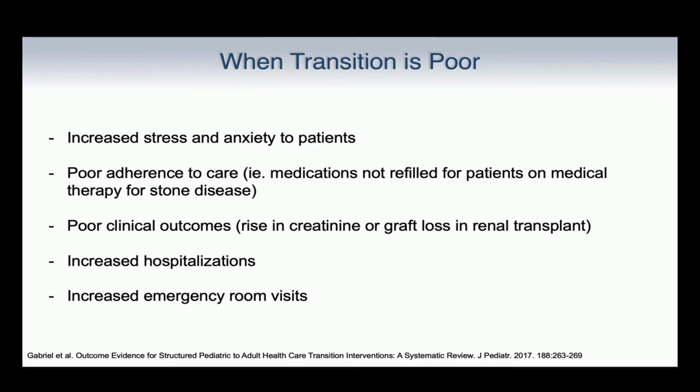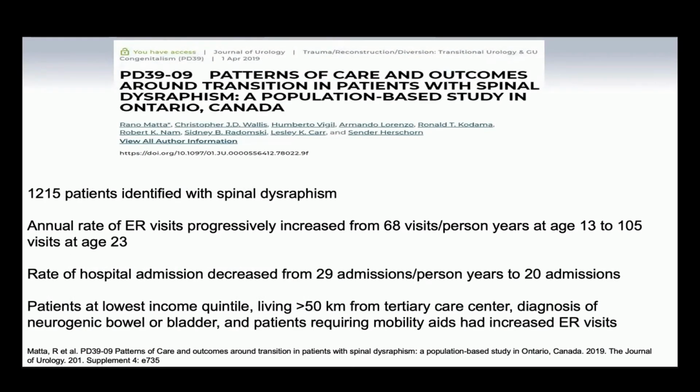So how does this all translate from a health services standpoint? At Sunnybrook with Dr. Hirschhorn, who arguably takes in most of these patients from Sick Kids, they did a population level analysis and review where they identified 1,200 patients with spinal dysraphism. And what they looked at was, from 5 years before the age of 18 to 5 years after, how often were they going to the emergency department? And they found that the annual rate of ER visits progressively increased from 68 visits per person years to 105 visits at the age of 23.